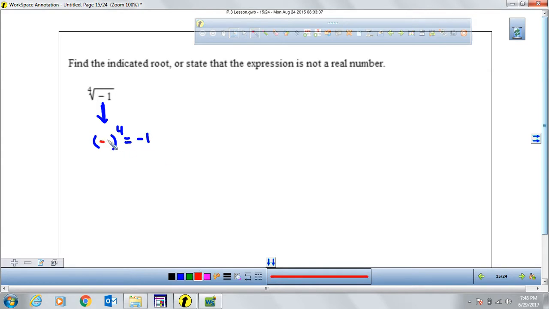Can I say that negative 1 to the fourth power gives me negative 1? No, because negative 1 times negative 1 times negative 1 times negative 1 is going to equal a positive 1. So this doesn't work. So once again, since I have a negative on the inside right here, this is not a real number.